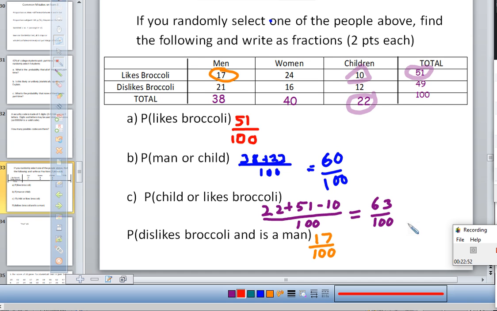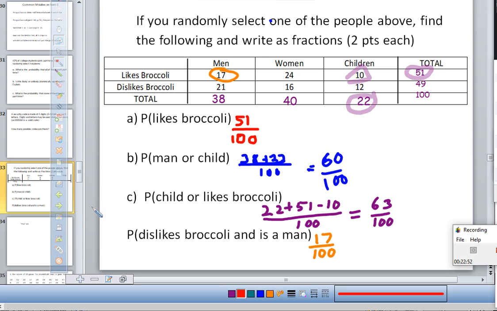And then dislikes broccoli and is a man. Now you might say, and I multiply. True. However, the beauty of it is, if it's a table, you don't even have to do that. Because you need to have broccoli, men. Men who like broccoli, there are 17 men who like broccoli, 17 out of 100. If you multiplied, you'd have to do men who like, probably they like broccoli, so 51 out of 100 multiplied by probably they're a man given they like broccoli, so it'd be 17 out of 51. So it'd be 17 over 51 times 51 over 100. The 51s would cancel out and you get 17 over 100. That's a little more complicated, but just as a reminder.